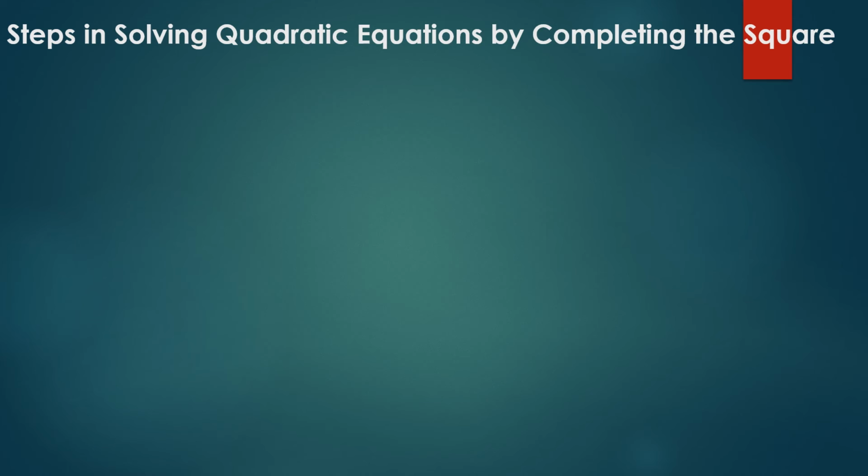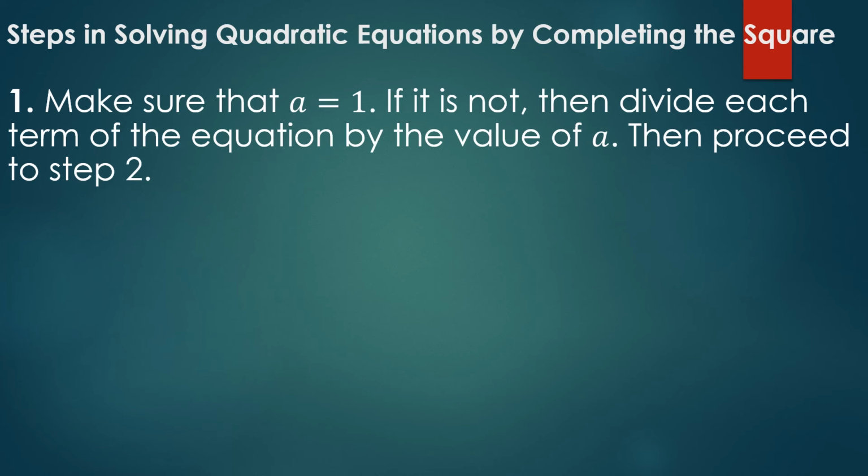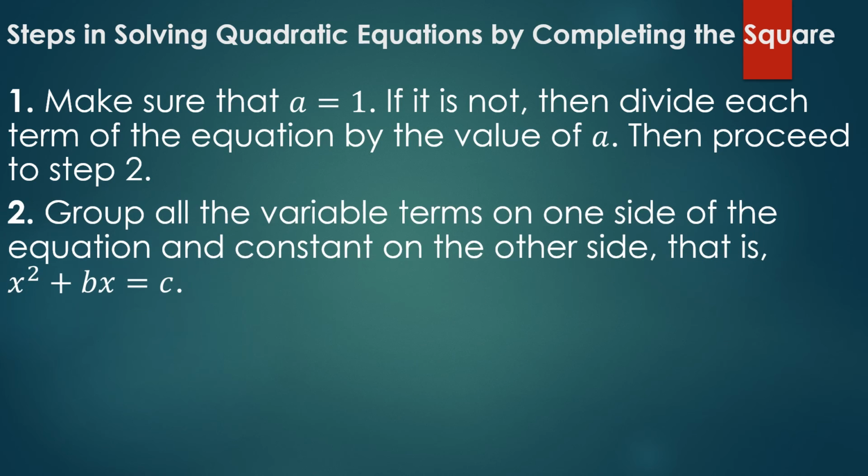Let us first discuss the steps in solving quadratic equations by completing the square. Step 1, make sure that a is equal to 1. Because if it is not, then we are going to divide each term of the equation by the value of a. Then we can proceed to step 2. In step 2, we are going to group all the variable terms on one side of the equation and constant terms on the other side. That is, x squared plus bx is equal to c. Ibig sabihin, kailangan lahat na may mga variable terms ay nasa iisang side lang na equation, and then yung mga constant terms ay nasa iisang side lang din ni equation.